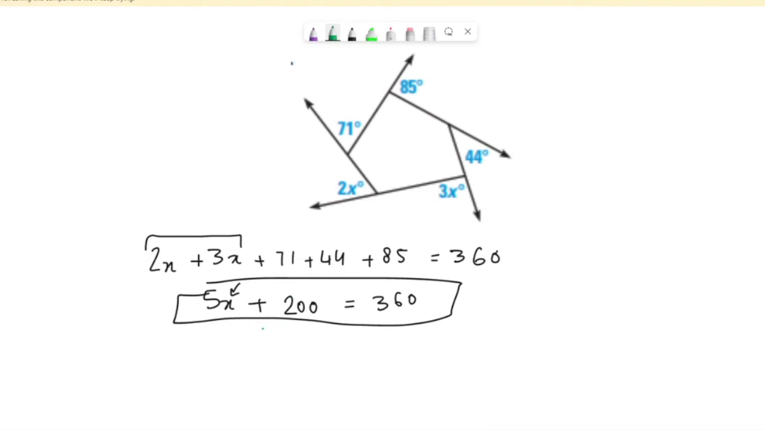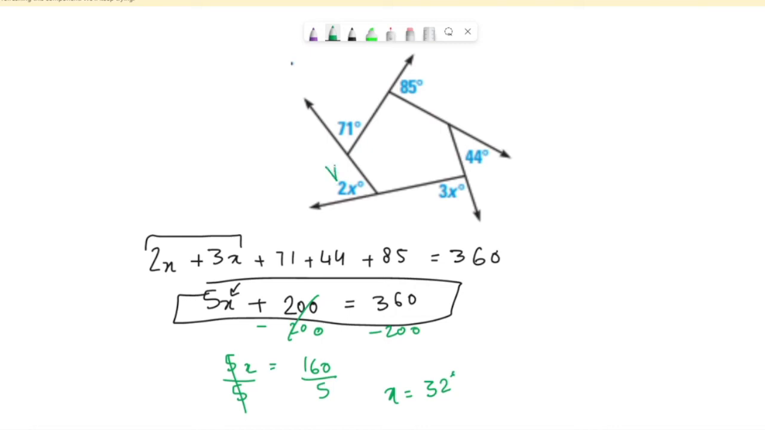So first we'll deal with this plus 200. The opposite is minus 200. Minus 200 on both sides. This is gone. 5x is equal to 160. Now we have 5 times x. Opposite of 5 times is divide by 5. Divide by 5. 5 cancels 5. X is 160 divided by 5, which will give us 32. So x is 32 degrees.